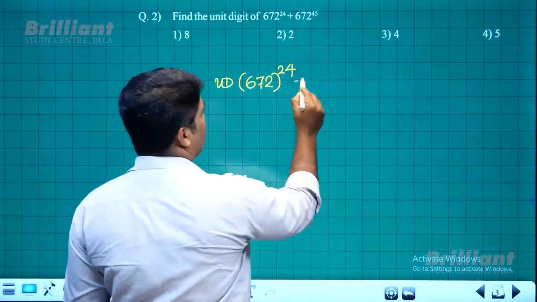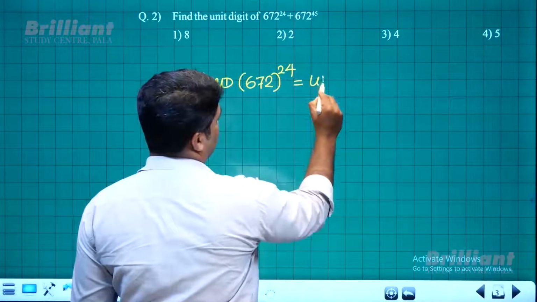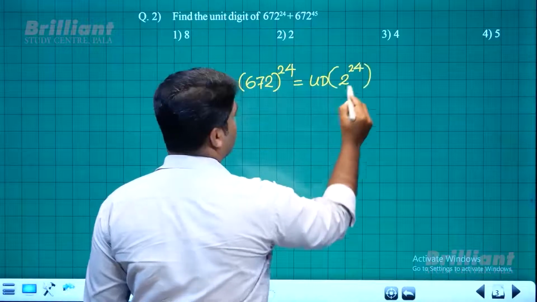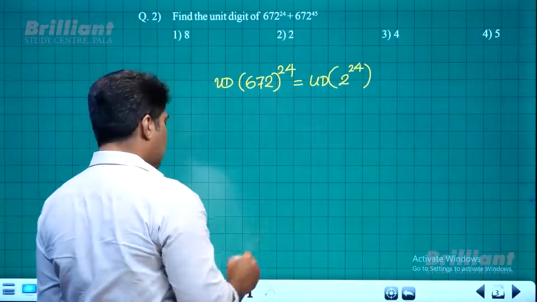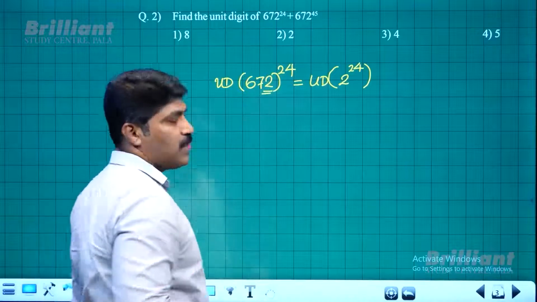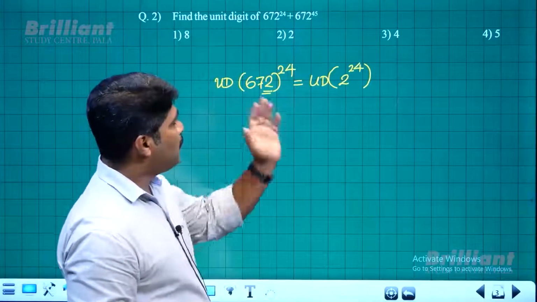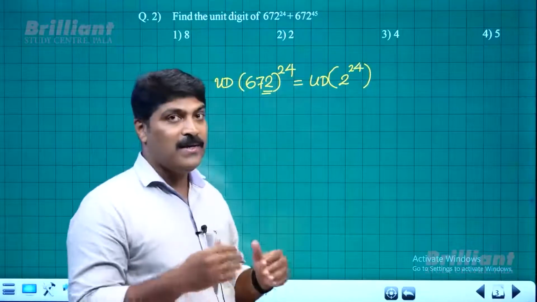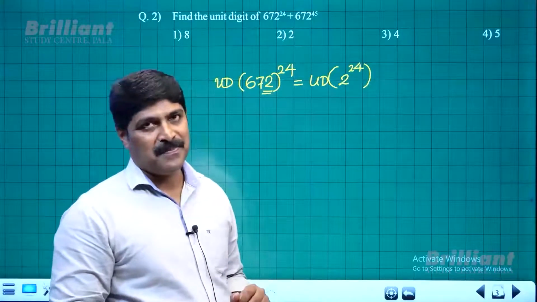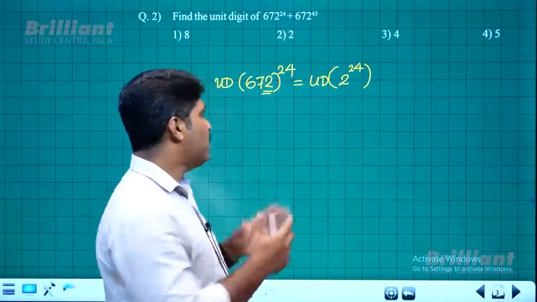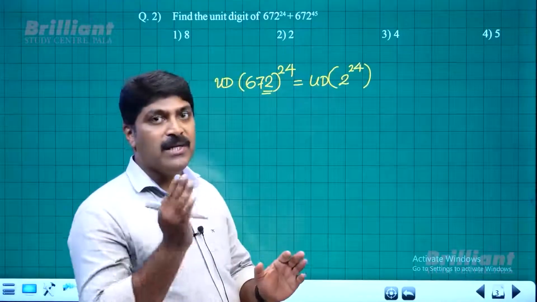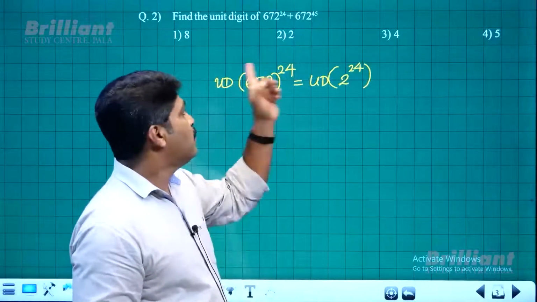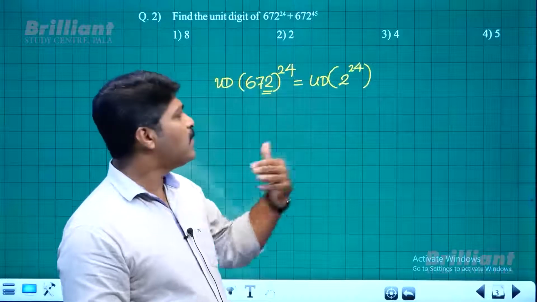So this is same as the unit digit of 2 raised to 24. Got it? That means we have to consider only the unit place digit. 672 raised to 24 means we are simply multiplying the number 672 continuously 24 times. Each time when we are multiplying, we only have to consider the change occurring at the unit place, at the unit digit. So here 2 into 2 will become 4 and so on.